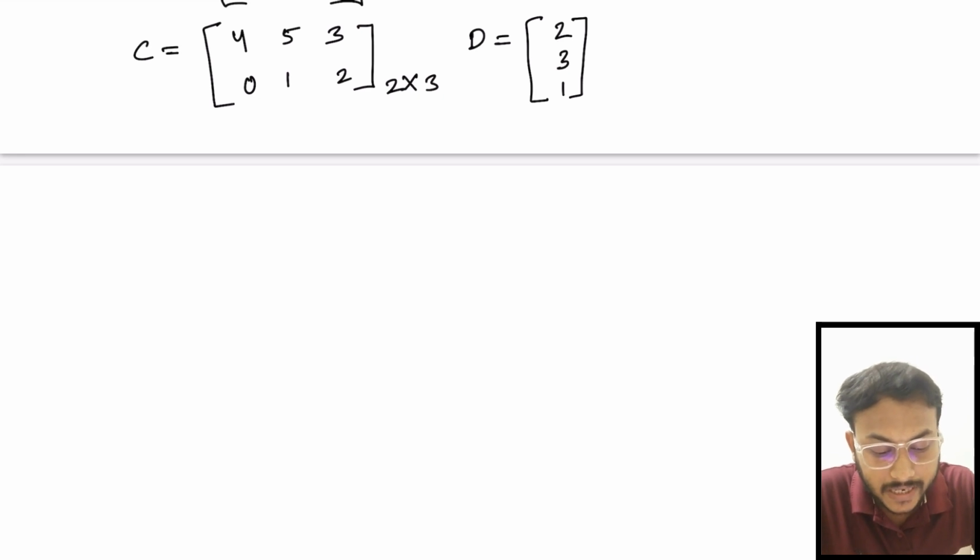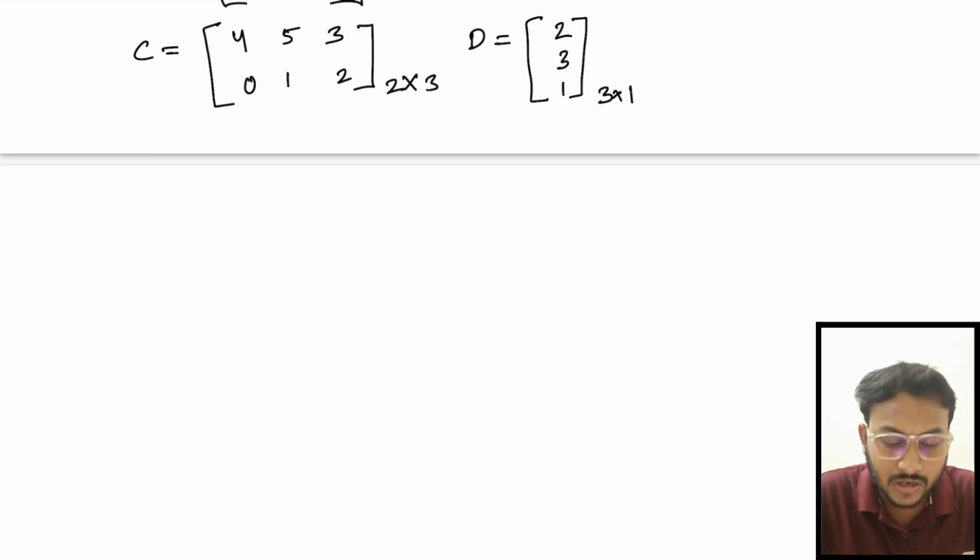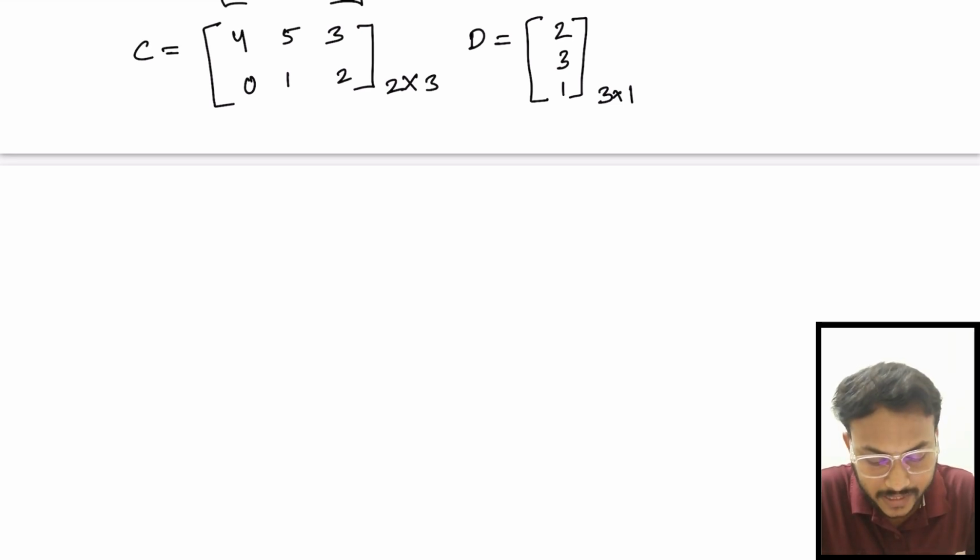Now how many rows does matrix D have? 1, 2, 3. Matrix D has 3 rows, and only 1 column. So the order of matrix D is 3 by 1. So we have found out the orders of matrix C and D. Now we have to find the product of matrix C and matrix D. So we have to find CD.